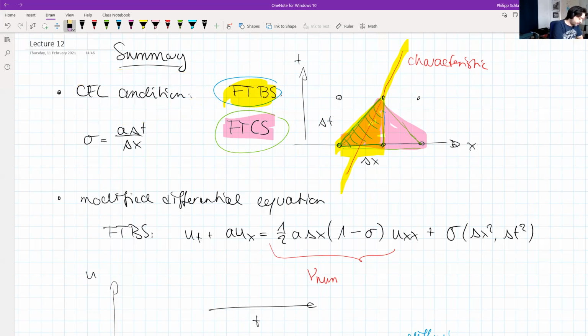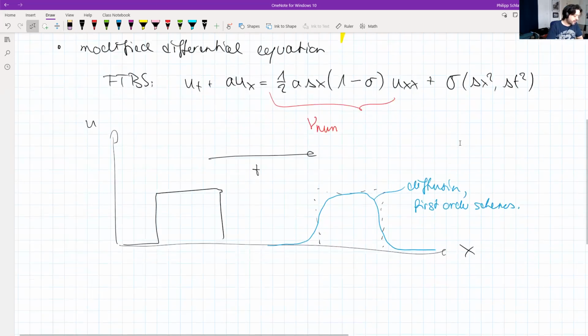And the second thing that we talked about last time was the method of the modified differential equation as yet another way of determining stability of a specific discretization. But not only stability, you can also gain more insight into how the solution or how the leading error of the solution would actually behave.